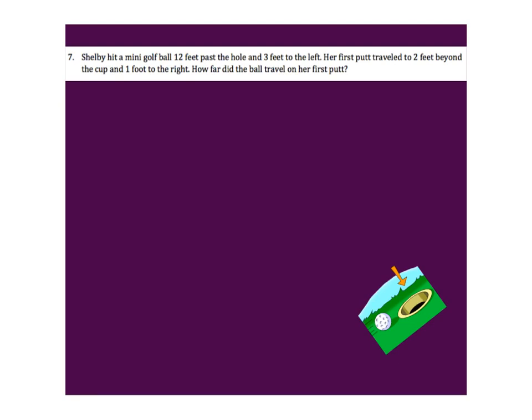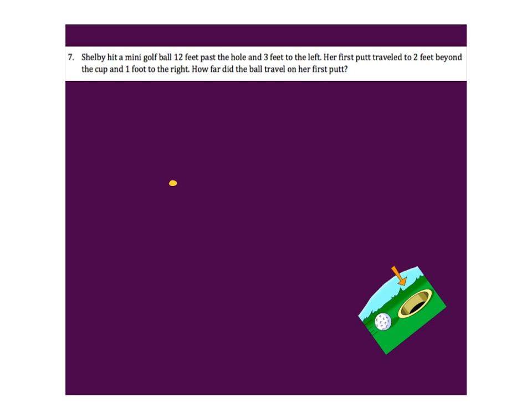All right, let's go ahead and look at some word problems here. So Shelby hit a mini golf ball 12 feet past the hole and 3 feet to the left. Her first putt traveled 2 feet beyond the cup and 4 feet to the right. How far did the ball travel on her first putt? So here is the hole. Okay, she hit a mini golf ball 12 feet past the hole and 3 feet to the left.